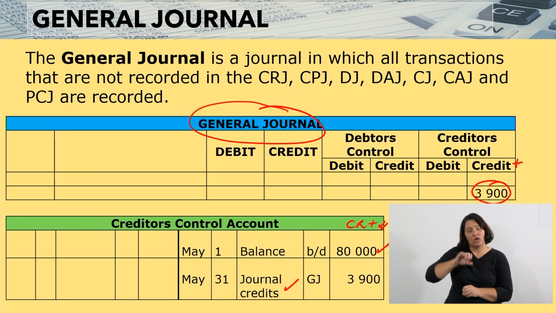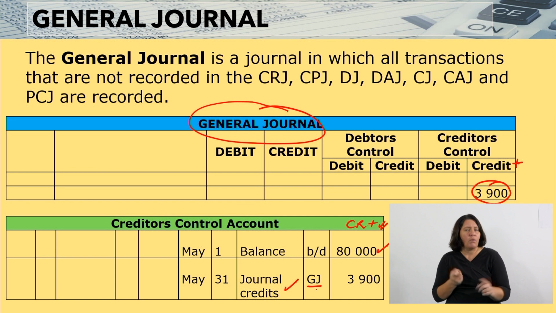From which journal am I posting from? From the GJ. How much is there? 3,900. Very important that when you are in your general journal, you have to post. And you can post two amounts from your creditors control, your general debits, which you will debit in your creditors control, your general credits, which you will credit in your creditors control account.